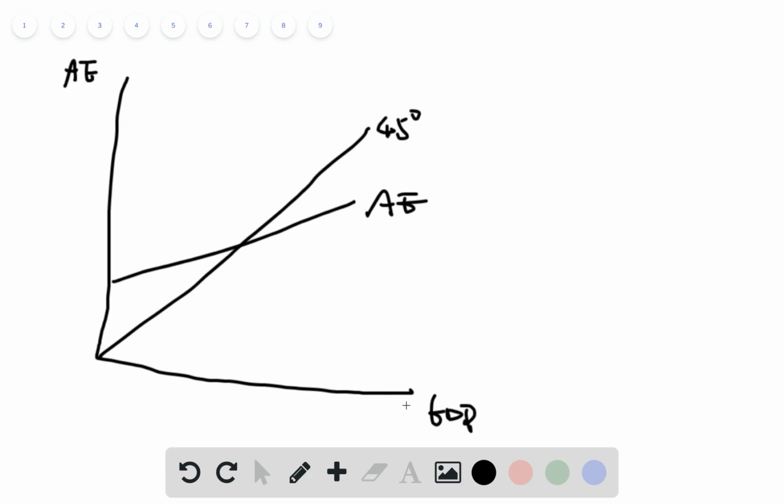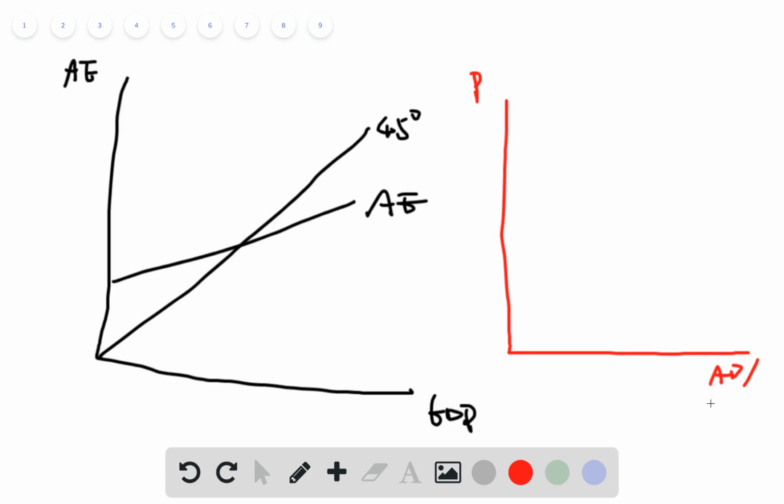In other words, the higher the real GDP, the higher the aggregate expenditure. So there's a positive relationship between them. But when we draw the graph for the aggregate demand curve, in general, we have the price on the y-axis, and on the x-axis, we have aggregate demand, or in other words, aggregate expenditure.